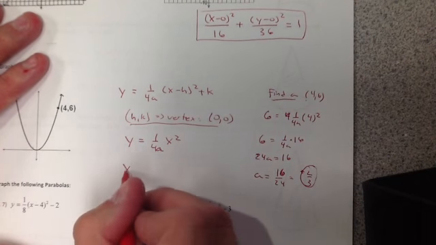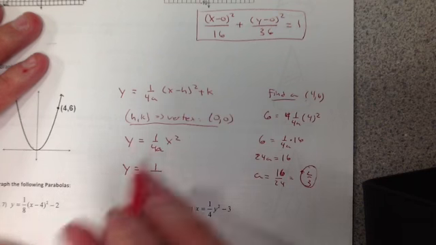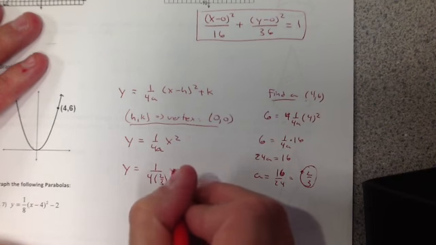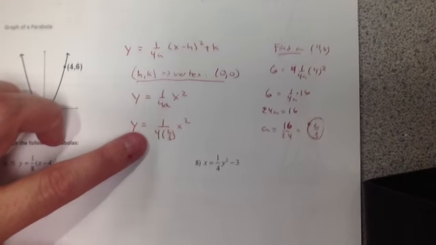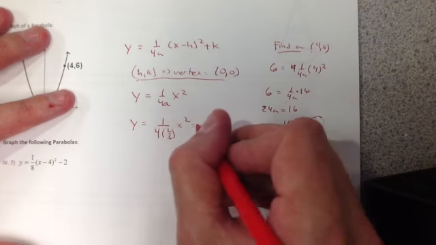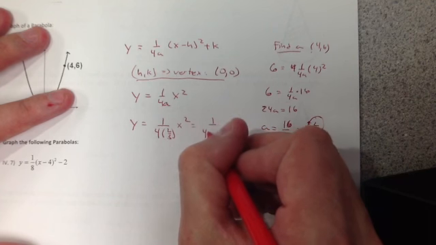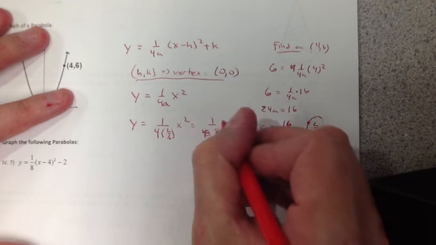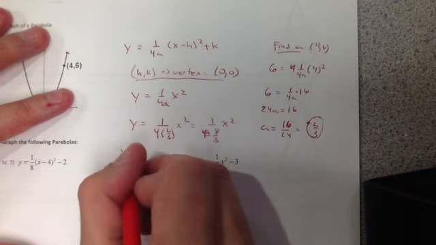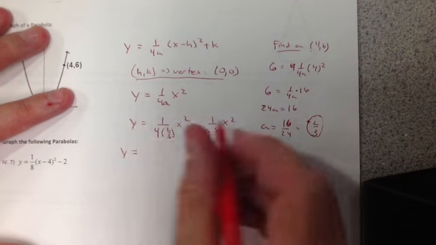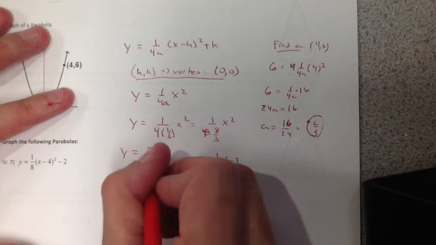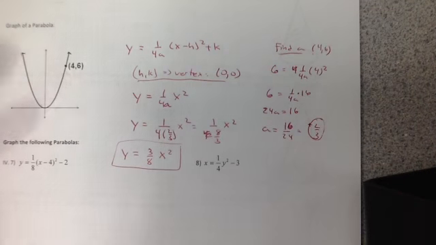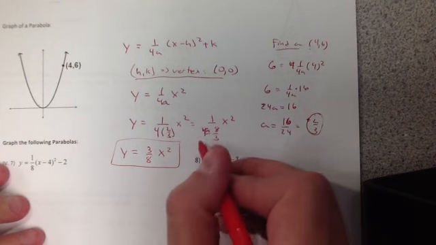So the equation, y equals 1 over 4 times 2/3 x squared. But we can't accept this as an answer, so I'm going to keep simplifying. 1 over 4 times 2/3 becomes 1 over 8/3 x squared. And I'm going to flip that to get 3/8 x squared. And there's our equation right there.